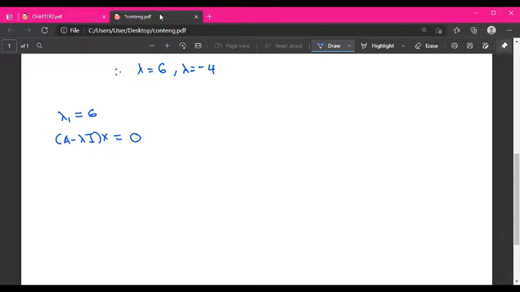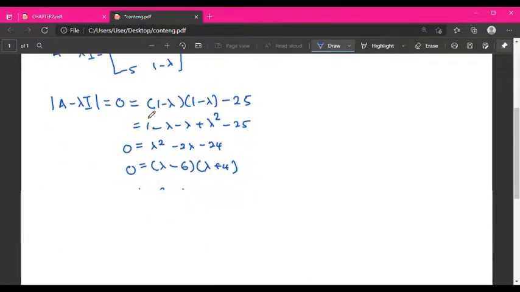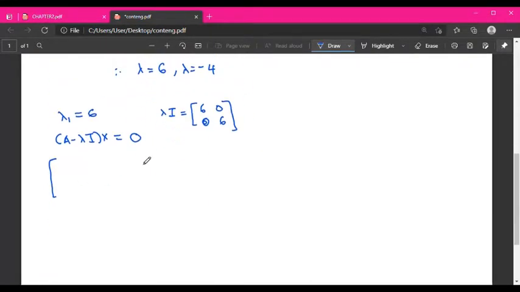So our lambda I sekarang, because lambda adalah 6, it will be 6, 0, 0, 6. Is it true? Okay, so this matrix will be, our matrix A tadi, 1, negative 5, negative 5, 1. So the first entry here, 1 minus 6, which is negative 5. Di sini, negative 5 minus 0, so negative 5. And then here adalah 1 minus 6, negative 5.